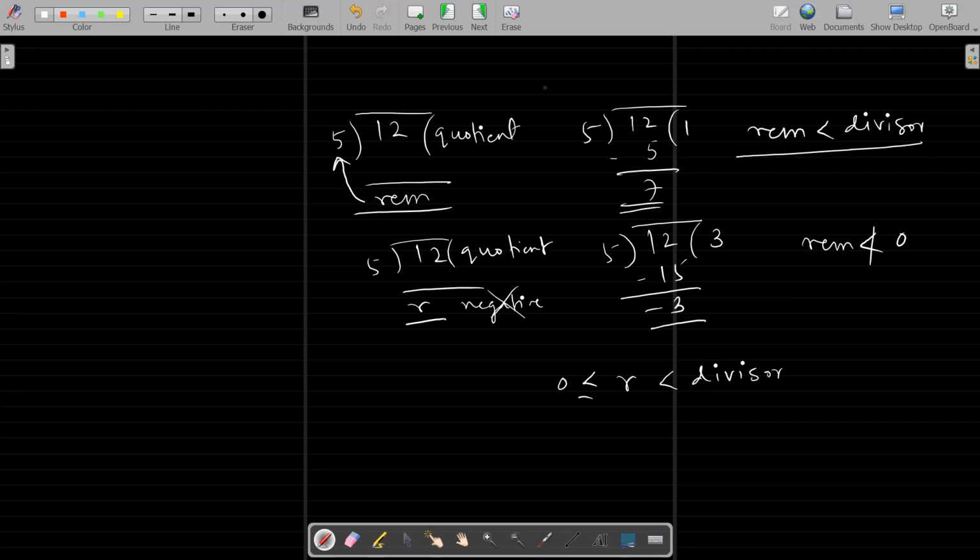So let me put same thing in proper words. Yes, so it should be greater than or equal to 0, right? Can I go to next page? I'll put in proper words. Yes, sir.